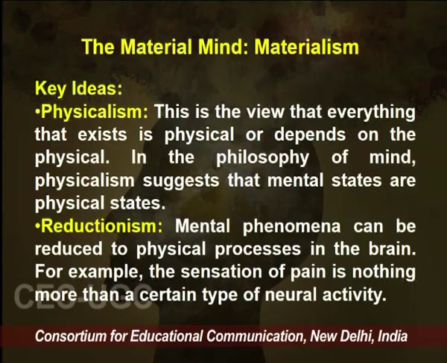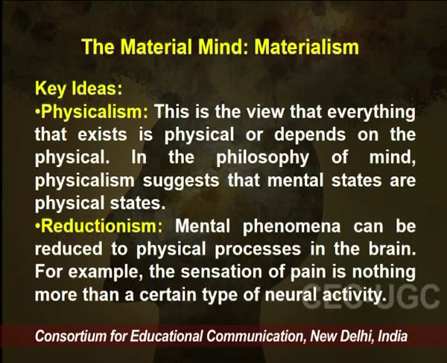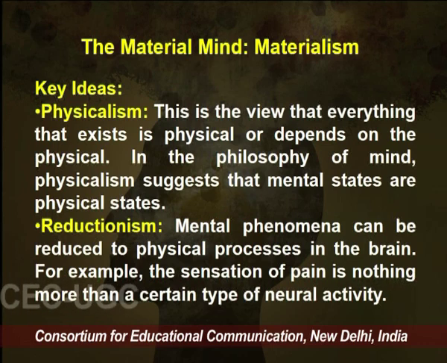The key ideas of the material mind vis-a-vis materialism are: A. Physicalism. This is the view that everything that exists is physical or depends on the physical world. In the philosophy of mind, physicalism suggests that mental states are physical states. B. Reductionism. Mental states can be reduced to physical processes in the brain. For example, the sensation of pain is nothing more than a certain type of neural activity.